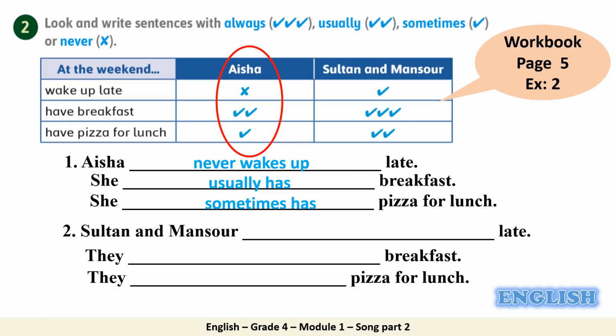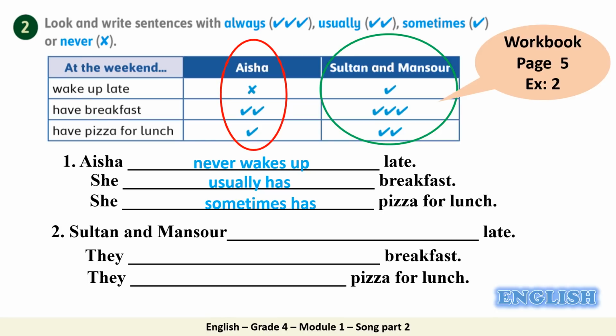She has breakfast. How many ticks do we have here? Yes, 2. So, she usually has breakfast. And the last one, she has pizza for lunch. So it's going to be she sometimes has pizza for lunch. Now it's your turn to do the rest. So I want you to do for Sultan and Mansour, but pay attention to the ticks and X's and the pronouns as well. Let's check your answers.